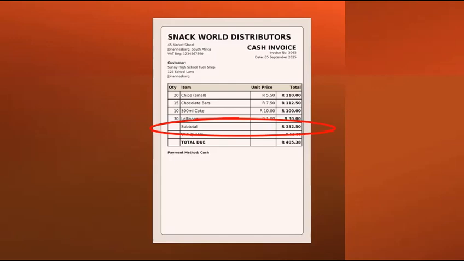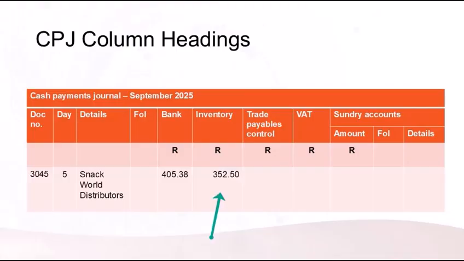So let's go and do that. The subtotal is 352 Rand and 50 cents. So in our inventory column, we record 352 Rand and 50 cents. Now, we are not paying a creditor, so we don't have to record anything in our trade payables control column. But we had value added tax on this transaction that we can claim back from the South African Revenue Services. So the last thing we need to record in our cash payments journal is the amount for value added tax. So let's quickly go find that.